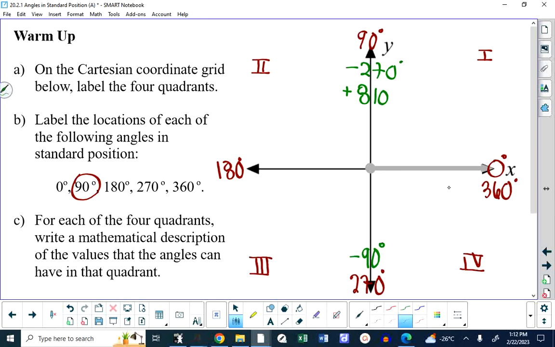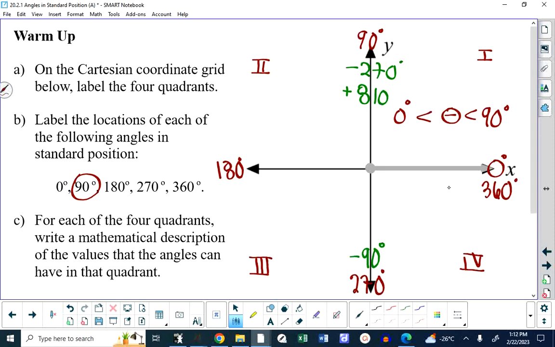Now, the last thing we're asked to do is to write a mathematical description of the values that the angles can have in that quadrant. So in this quadrant, theta, I'll go back to brown, which is what you're writing down. Theta has to be less than 90 degrees, but more than 0 degrees. And you do need to write the degree symbol whenever you write a number that's an angle in degrees. If you don't put degrees, then it means radians, and we don't even learn about what radians are until next year.